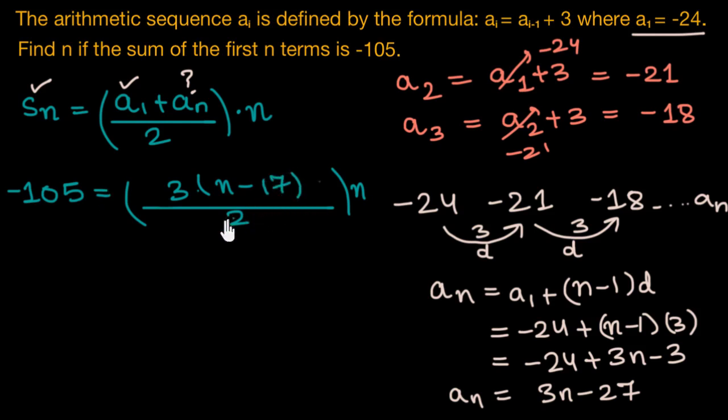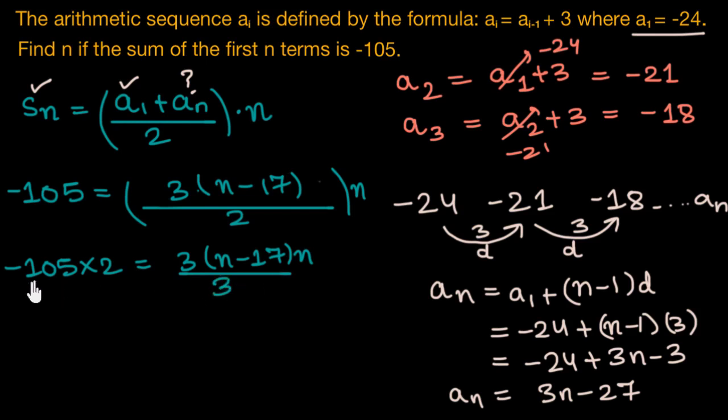Now, on multiplying 2 on both sides of this equation, I'll have 105 times 2 on the left hand side and 3 times n minus 17 times n on the right hand side. So on dividing both sides of this equation by 3, on the left hand side, 3 goes into 105 exactly 35 times. So over here we have negative 35 times 2, which is negative 70. And on the right hand side, 3 goes into 3 once, and this can be rewritten as n squared minus 17n.